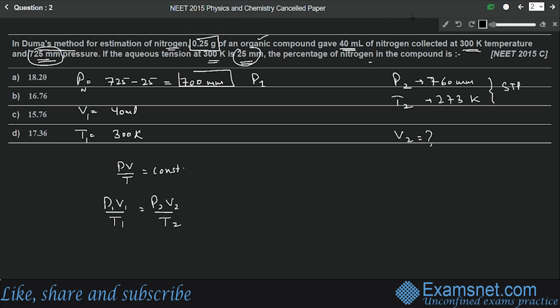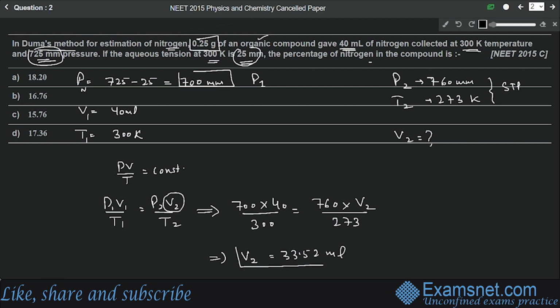So from here we'll have to find the value of V2. Let's put the values. P1 is 700 mm, V1 is 40 ml, T1 is 300 Kelvin. This side P2 is 760 mm, V2 we have to find out, and T2 is 273. If you calculate this, you'll get V2 equals 33.52 ml. So we have found the volume of nitrogen at STP.